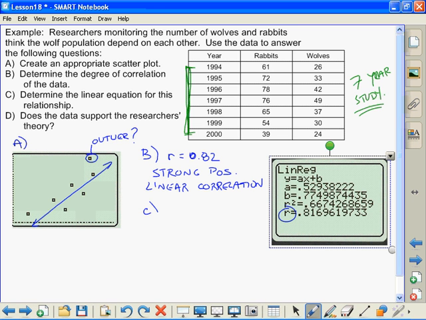C part. This is the new part for this unit here. Determine the linear equation. I've already gone through this in the previous lesson and talked about it in the previous example. So again, A is the slope, and it tells you your A value. So my equation, y equals 0.53x plus my B value, 0.77. And here's the important part. You need to identify variables for me. So y is the wolf population, and x is the rabbit population.